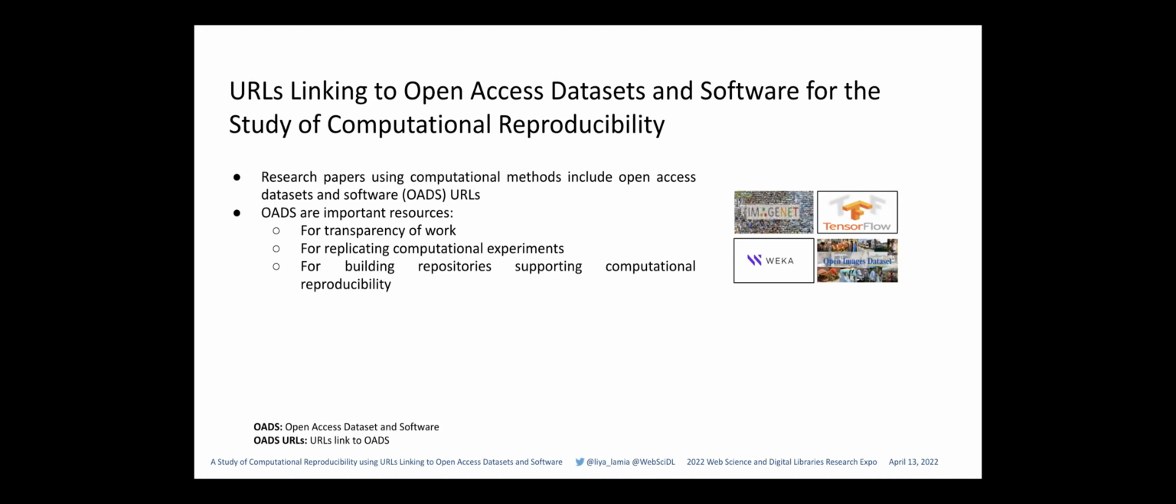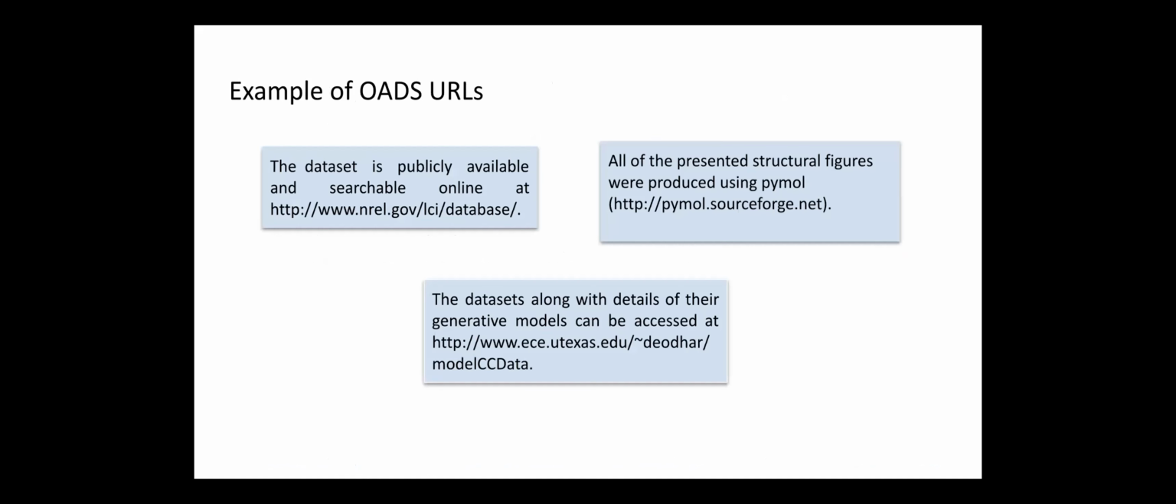So here I have already used the term OADS. For the rest of the slides, I'm going to reference open access dataset and software by OADS in short. And I'm also going to use the term OADS URLs, which means URLs which link to open access dataset and software. These are a couple of examples of OADS URLs. In the first sentence and the third one, we can see that these two sentences link to open access datasets, and the second one is an example of a URL which links to software.